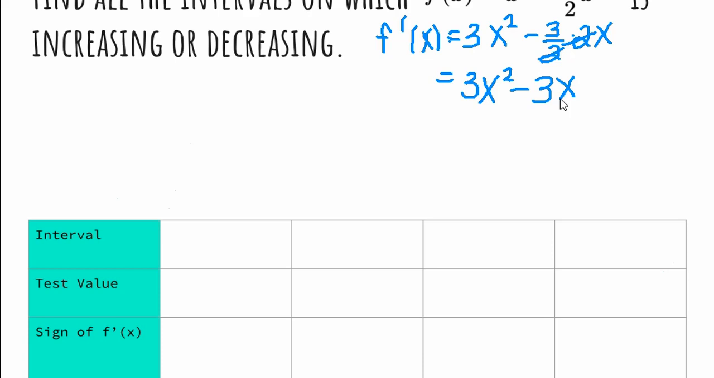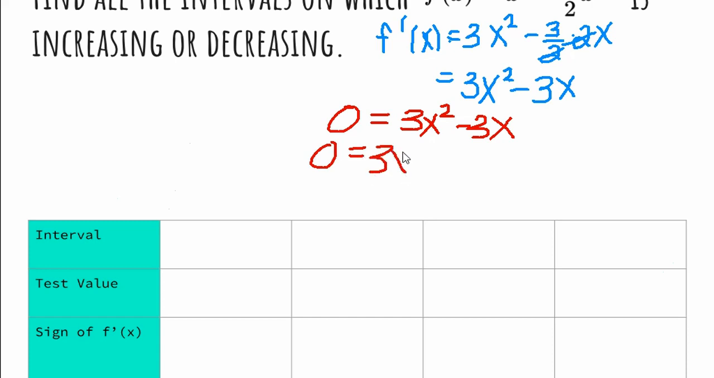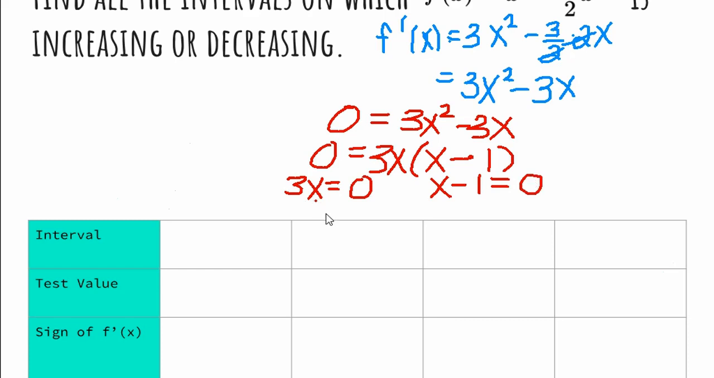So now I find where that equals 0. So 0 equals 3x squared minus 3x. I'm going to factor it. I'm going to factor out a 3x, and I'm left with x minus 1. So then 3x has to equal 0, or x minus 1 has to equal 0. So then x would be 0 or x equals 1. These are my critical numbers.